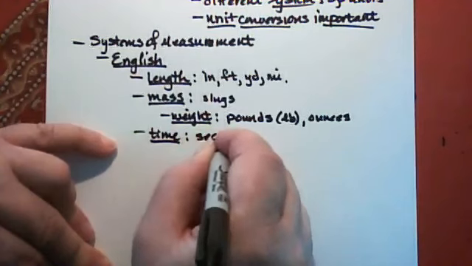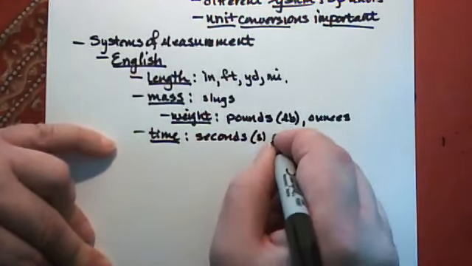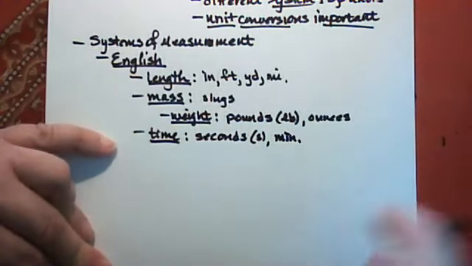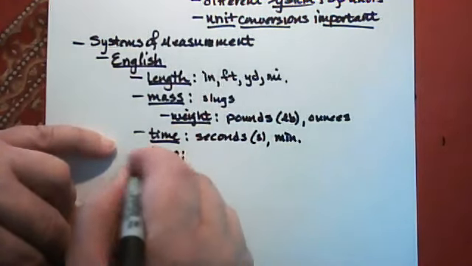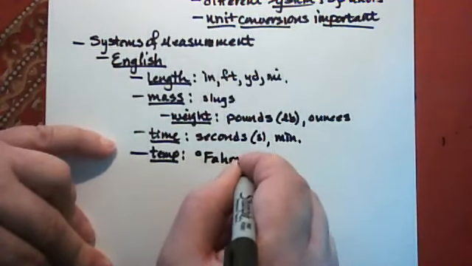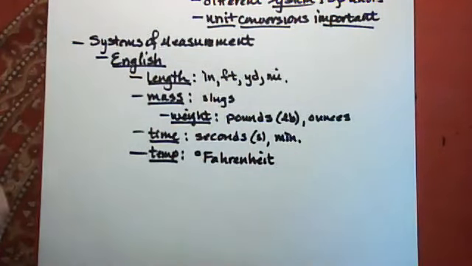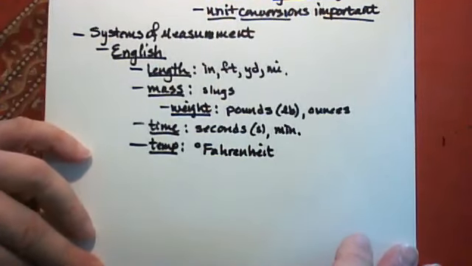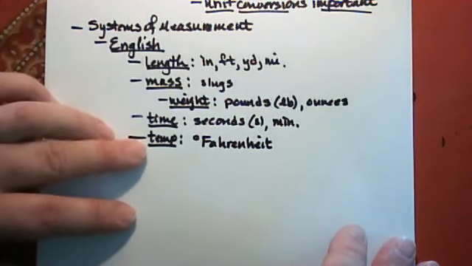Time in the English system is seconds, minutes, days, weeks, months, things like that. Temperature in the English system is measured in degrees Fahrenheit. A little ironic since Fahrenheit is about as German a word as you can imagine, but that is the unit used in the English system for temperature.